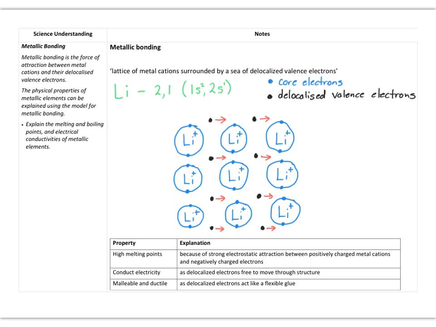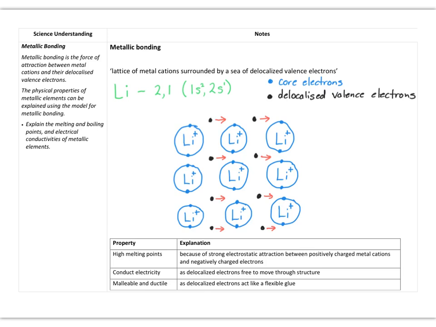Metals can also conduct electricity really well because these electrons are free to move through the structure, and electricity is basically a flow of charged particles. Electrons are charged particles, so if we can have the movement of charged particles through a substance, then it can conduct electricity. So that's how the delocalized electrons achieve that.